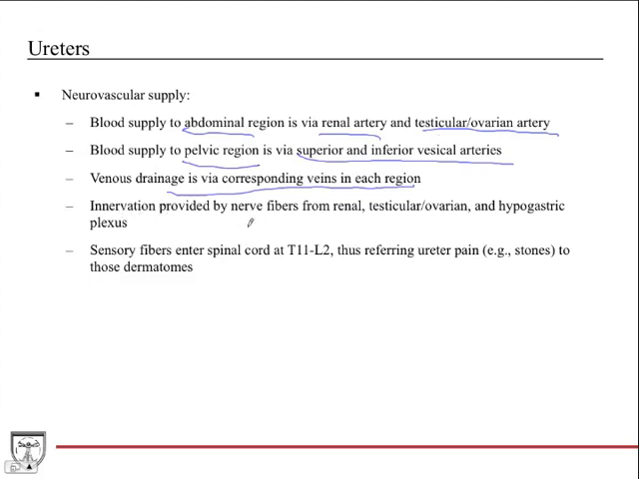The innervation is provided by nerve fibers from a number of plexuses, the renal plexus, the testicular and ovarian plexus. These are those smaller organ-specific plexuses that are distal to the inferior hypogastric plexus within the pelvis. So nerve fibers will travel through the inferior hypogastric plexus, and then they'll make their way to these plexuses and form synapses in there. And then, of course, the hypogastric plexus. Sensory fibers will enter the spinal cord at the T11-L2 level, thus referring ureter pain to those dermatomes. So if you have, for example, a renal stone, or stone in the ureter, this is where the pain will be felt in these dermatomes.